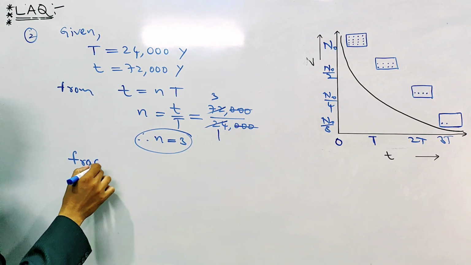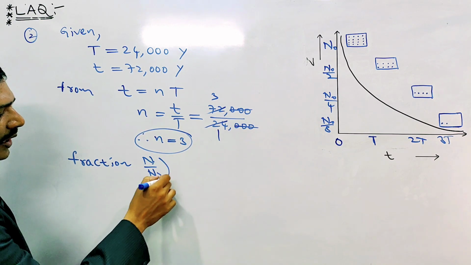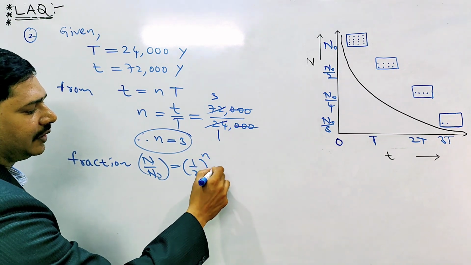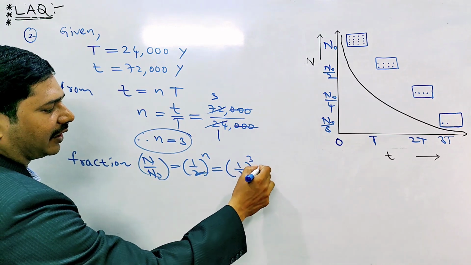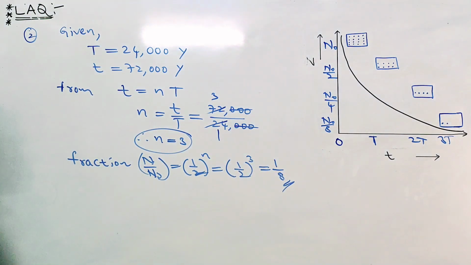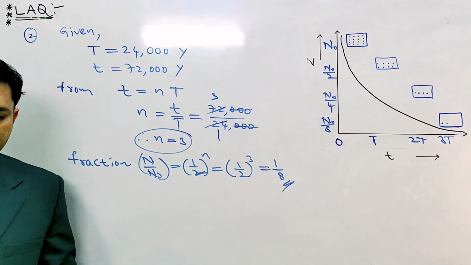What is the fraction formula? N by n naught is equal to 1 by 2 whole power of n. Substitute the n value in 1 by 2 whole power of n. How much did we get? 3 we got. 1 by 2 whole cube means what? 1 by 8. So the remaining fraction is 1 by 8. So that remains left. Next question.